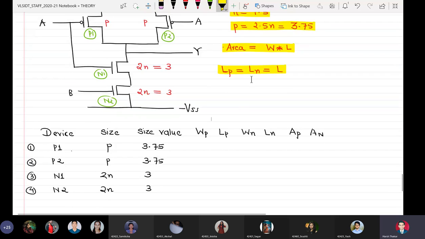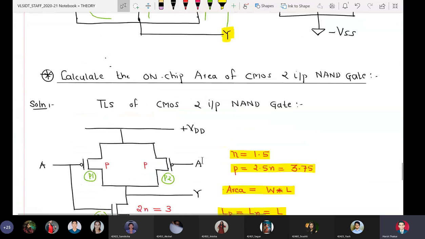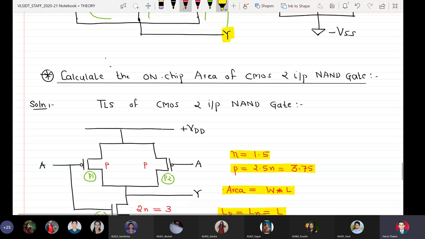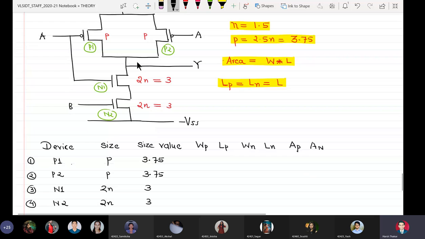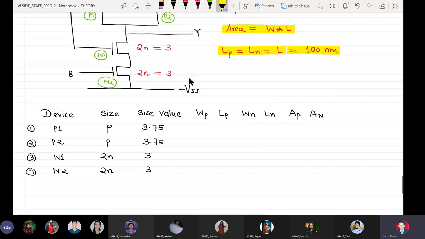I am assuming here that this numerical has to be solved: calculate the on-chip area of CMOS 2-input NAND gate for 100 nanometer process. This is given in the numerical. So I know that because the process is 100 nanometers, my L is equal to 100 nanometers. Very simple. So we already wrote that LP is equal to LN equal to 100 nanometers. So I can write down here all values. All these values are in nanometers.